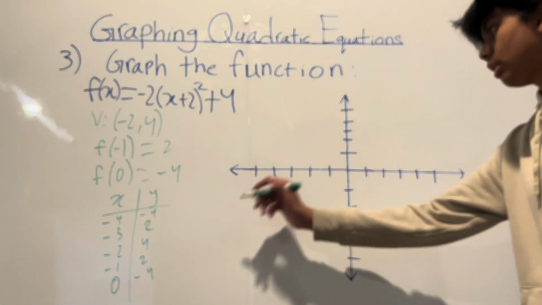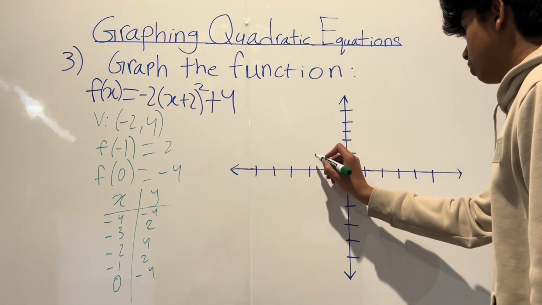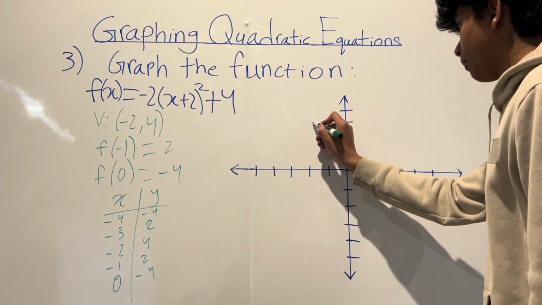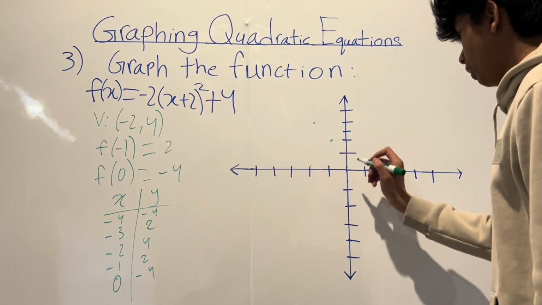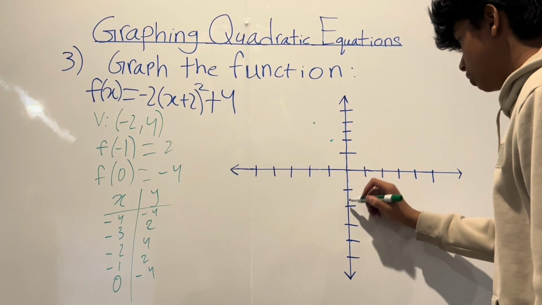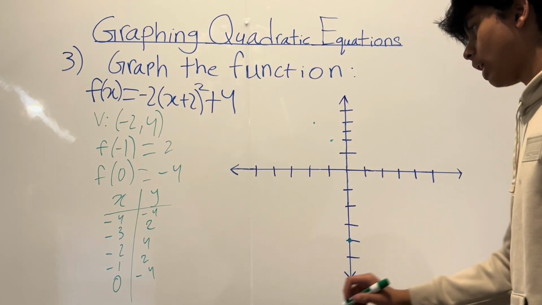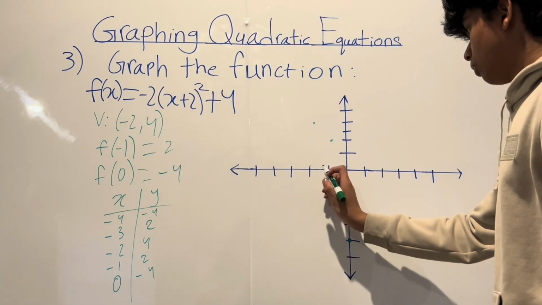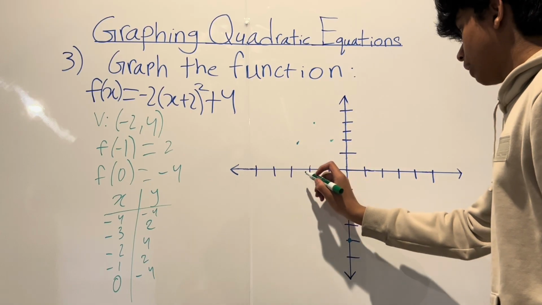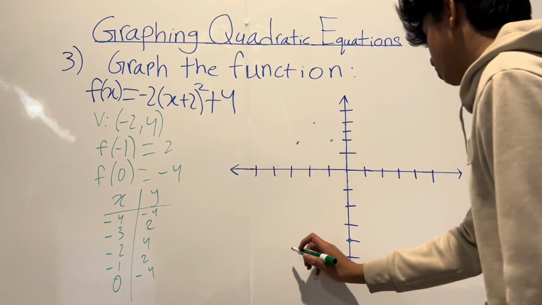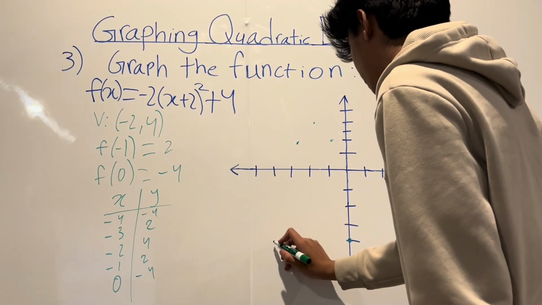Okay, so now let's actually graph. So we have -2, 4. So -2, 1, 2, 3, 4. And then we have -1, 2. We have 0, -4, 1, 2, 3, 4. And then we have -3, 1, 2, 3, 2. And then we have -4, -4 as well. So -4, 1, 2, 3, 4, and down here.